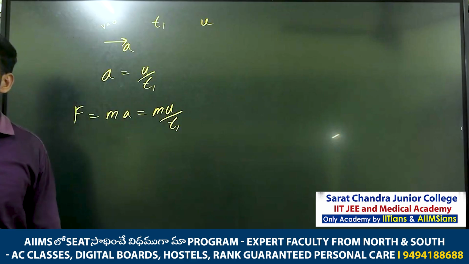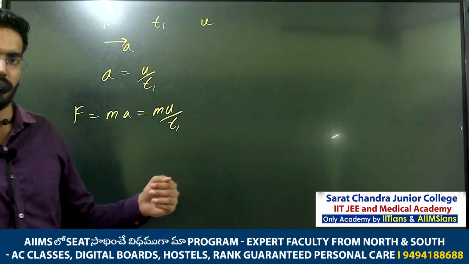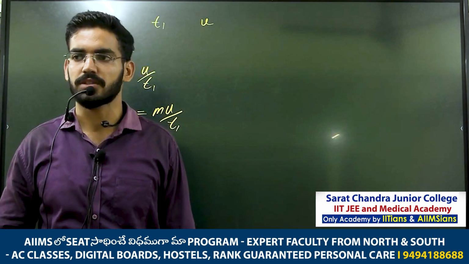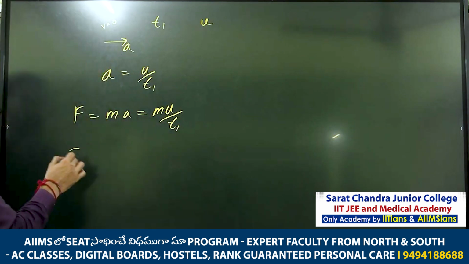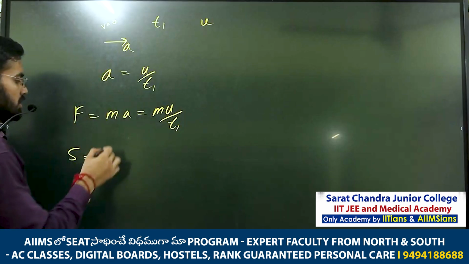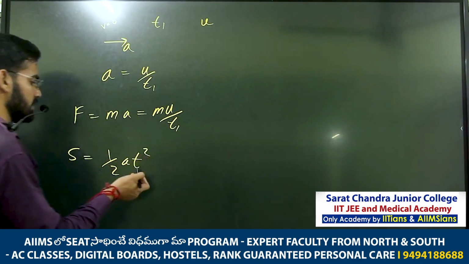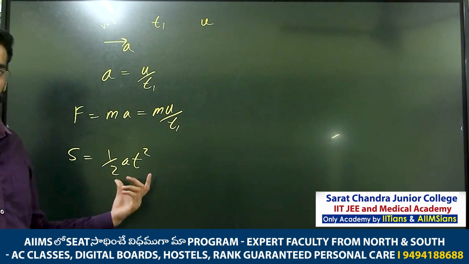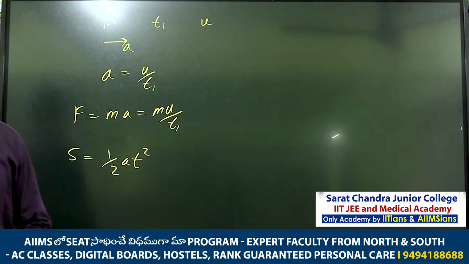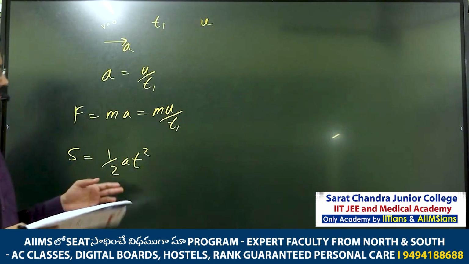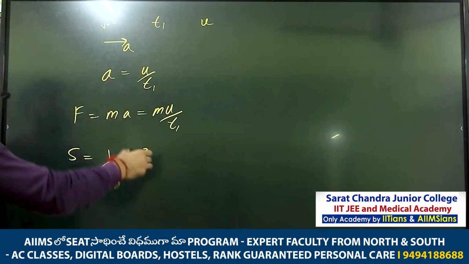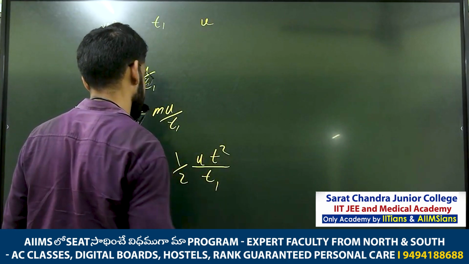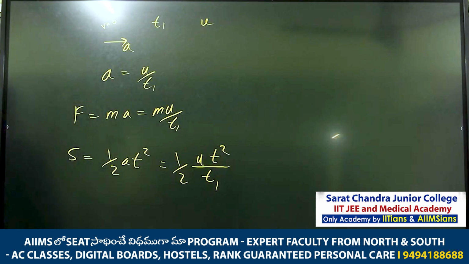Force into displacement. So in t time, starting from 0, how much is the displacement? s equals ut plus half at square, right? So s is ut, that is 0, plus half at square. Here he is asking till t time. So this is a constant force into this displacement. Multiply, answer here. The a value we can put from here, u by t1. So this is half u t square by t1. That's it.